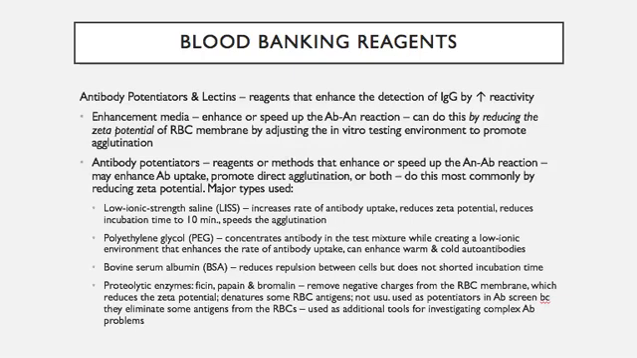And then proteolytic enzymes such as ficin, papain, and bromelain remove the negative charges from the red cell membrane, which reduces the zeta potential. It denatures some red cell antigens, so it's not usually used as a potentiator in the antibody screen because it can eliminate some of the antigens from the red cells. So this one can be used as an additional tool for investigating complex antibody problems.